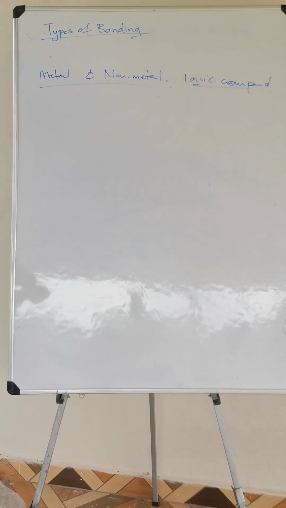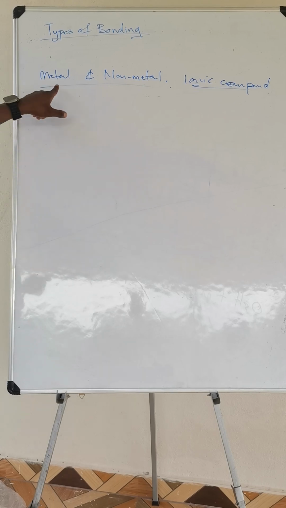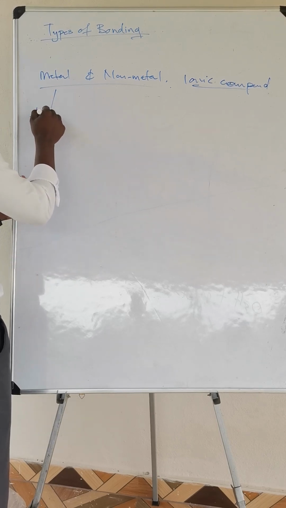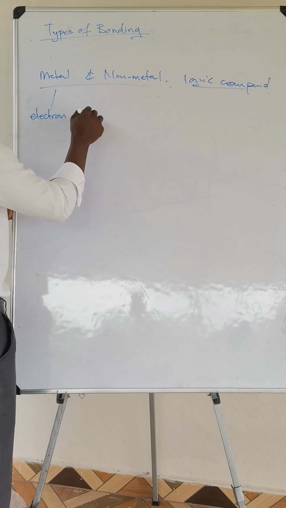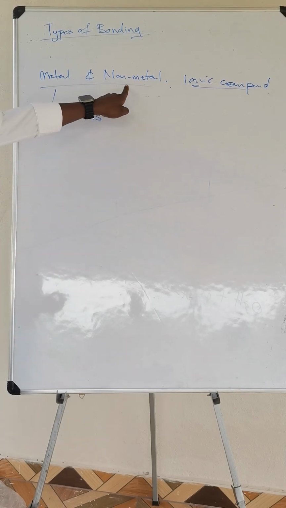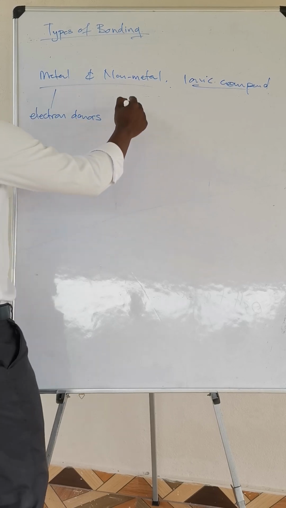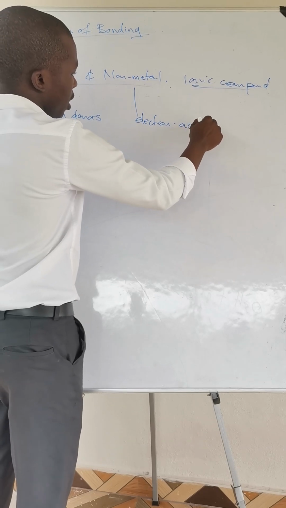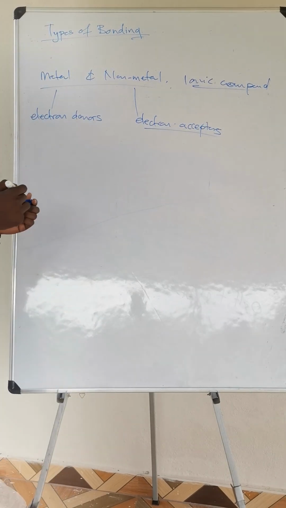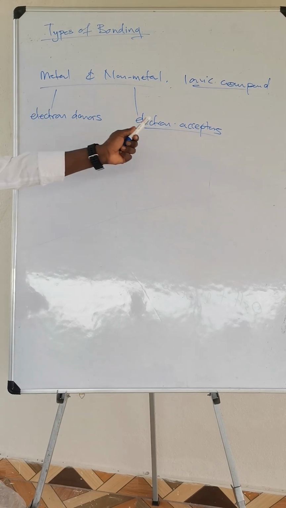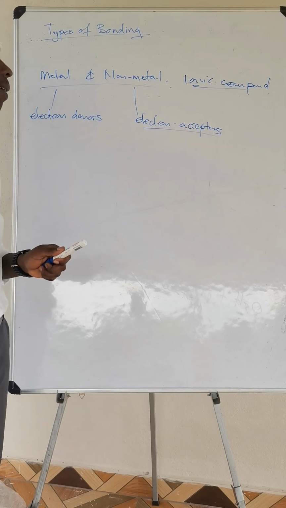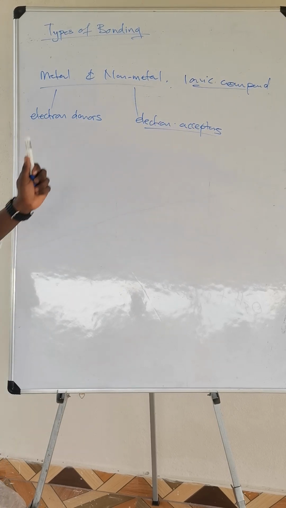So what do we do? Metals act as electron donors, meaning they donate electrons. Non-metals act as electron acceptors. By donating and accepting electrons, we form what we call an ionic compound. This is what we call ionic bonding.